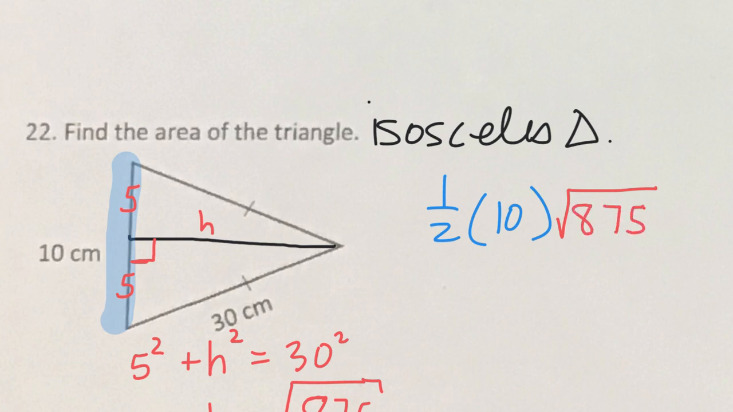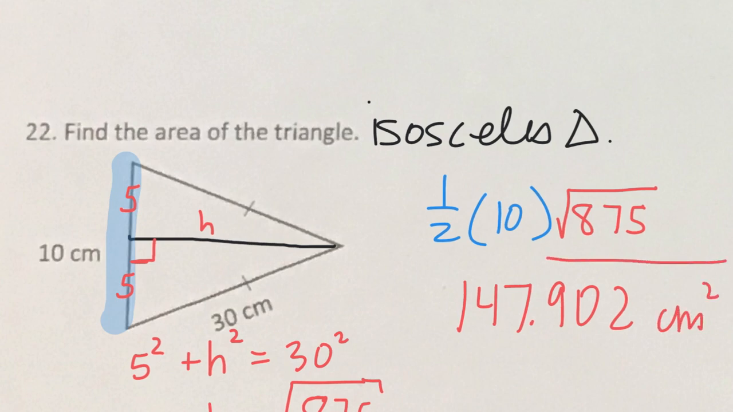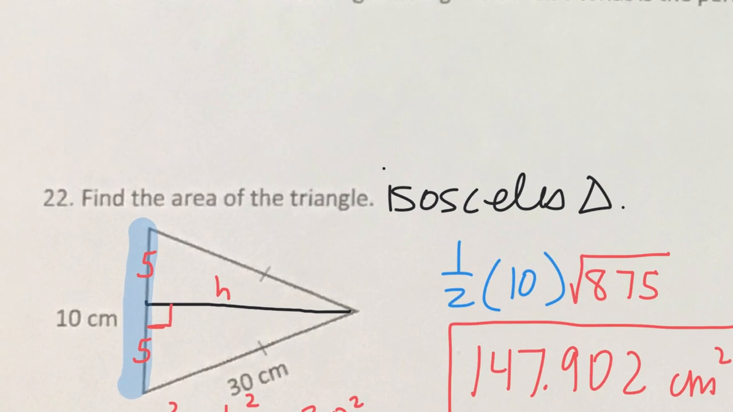Okay, so when we find the area, we plug all this into our calculator, and we probably round to 3 decimals since we're taking the square root of 875. And my calculator is saying 147.902. And hopefully if you tried the calculations on your own calculator, it is saying the same thing, because that would be correct. Okay, let's move on up.